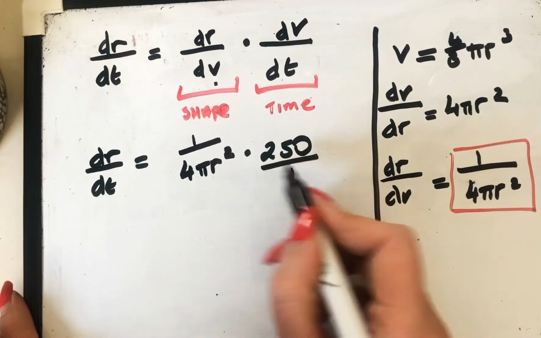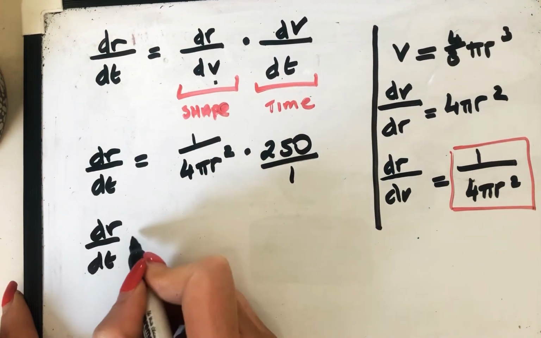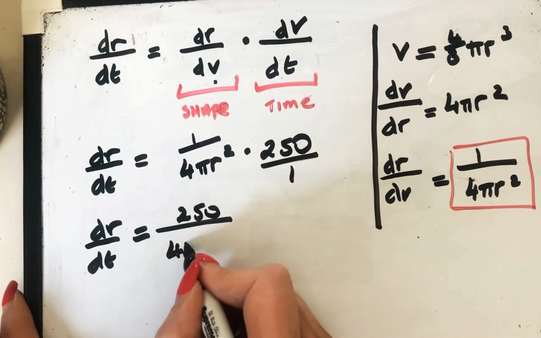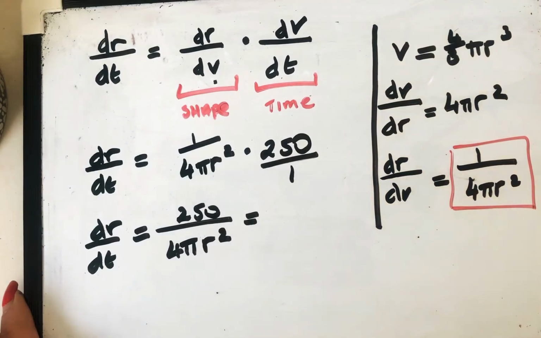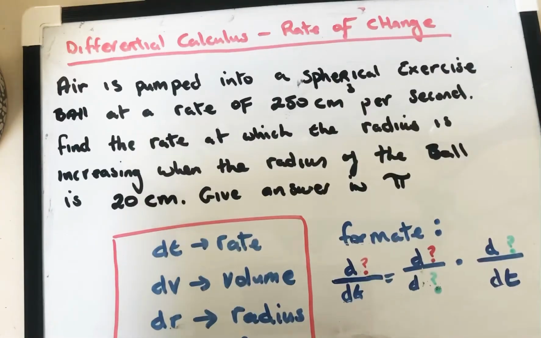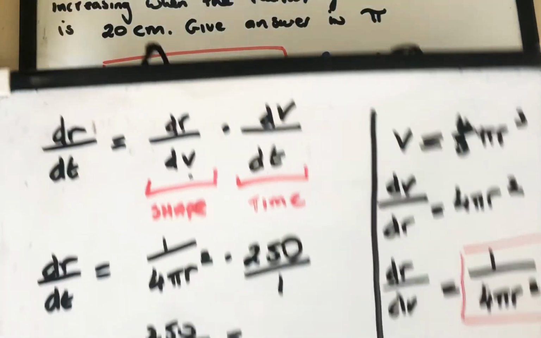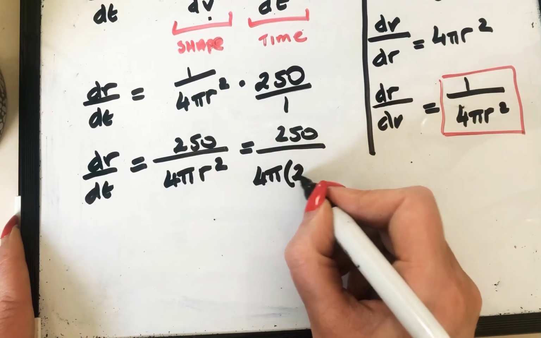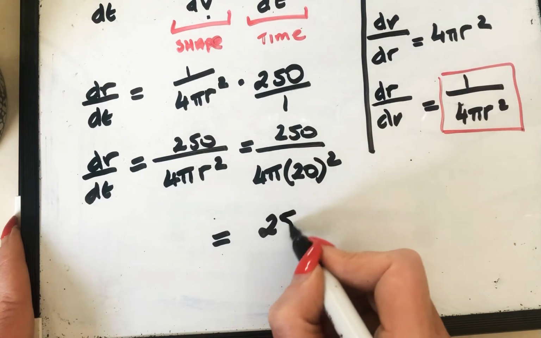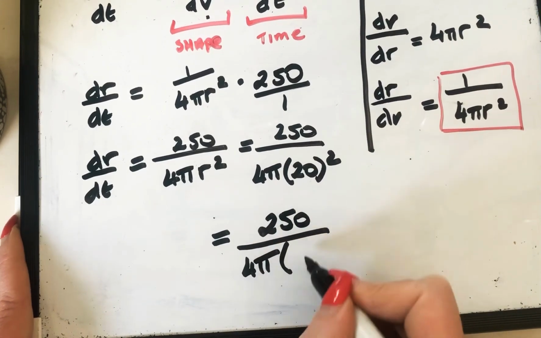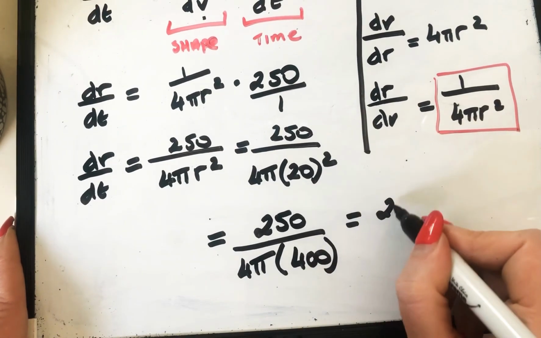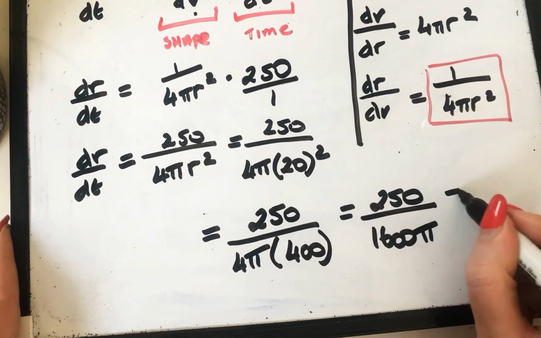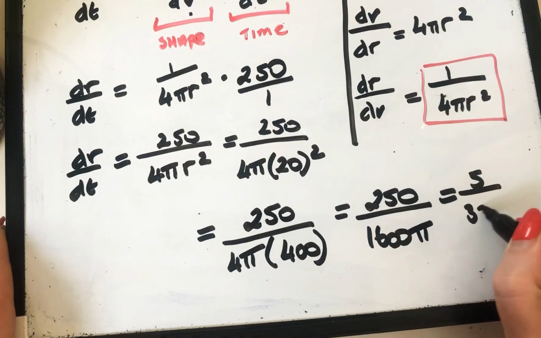Let's put the 250 over 1 as well because we've got two fractions now. So we have dr over dt is equal to, top by top, bottom by bottom, 250 all over 4 pi r squared. In the question, we're also told that r was 20, so let's replace our r with 20. Now we have 250 all over 4 pi 20 squared. We know that 20 squared is 400, so we have 250 all over 4 by 400, which is 1600 pi. If we break that down, it's 5 over 32 pi.